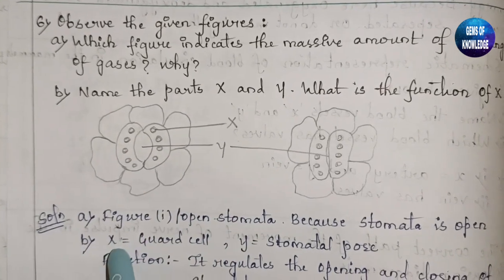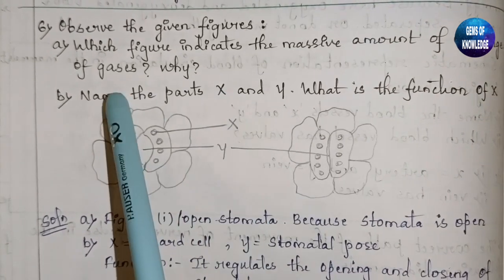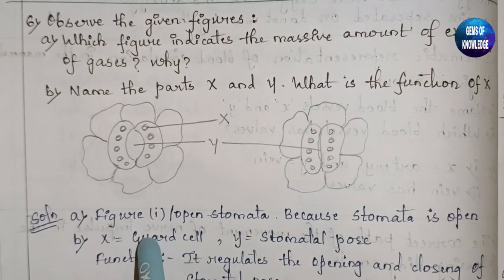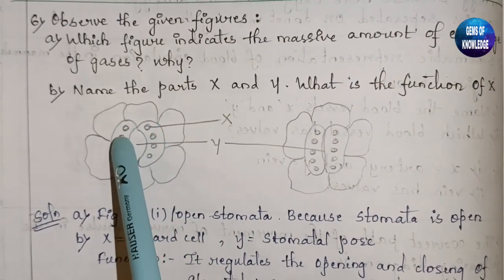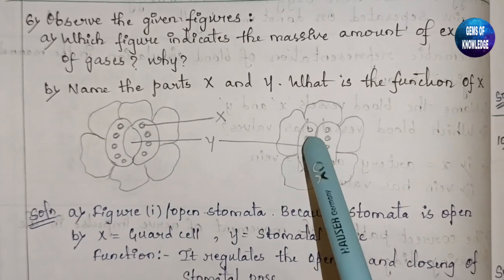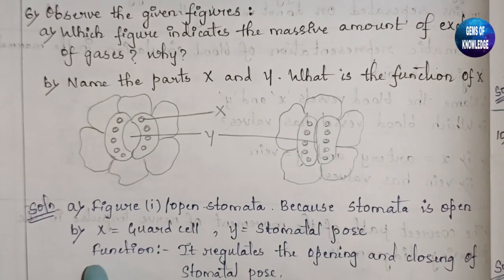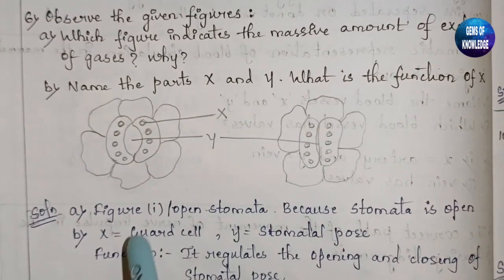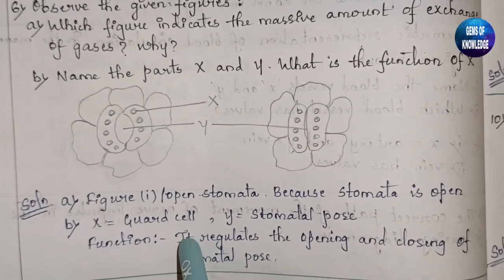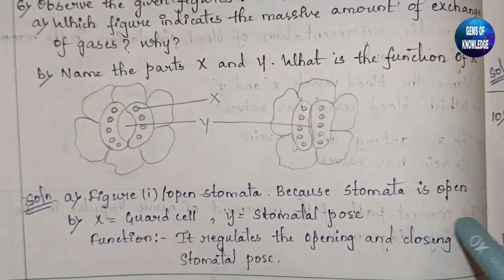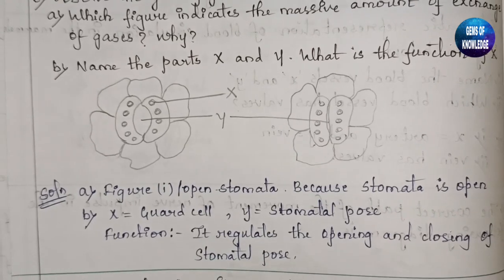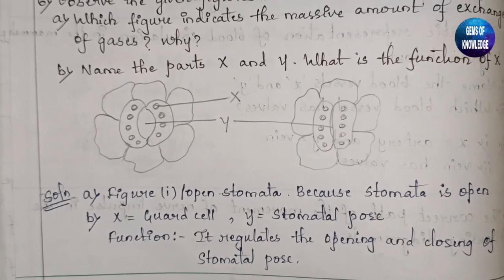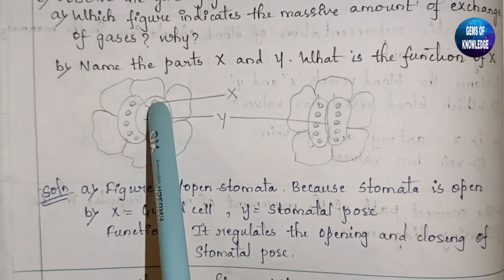Then the second one, name the parts X and Y. X is nothing but the guard cell and Y is nothing but the stomatal pore, which is open here and closed there. So what is the function of this X, the guard cell? It regulates the opening and closing of the stomatal pore. It acts as a switch.